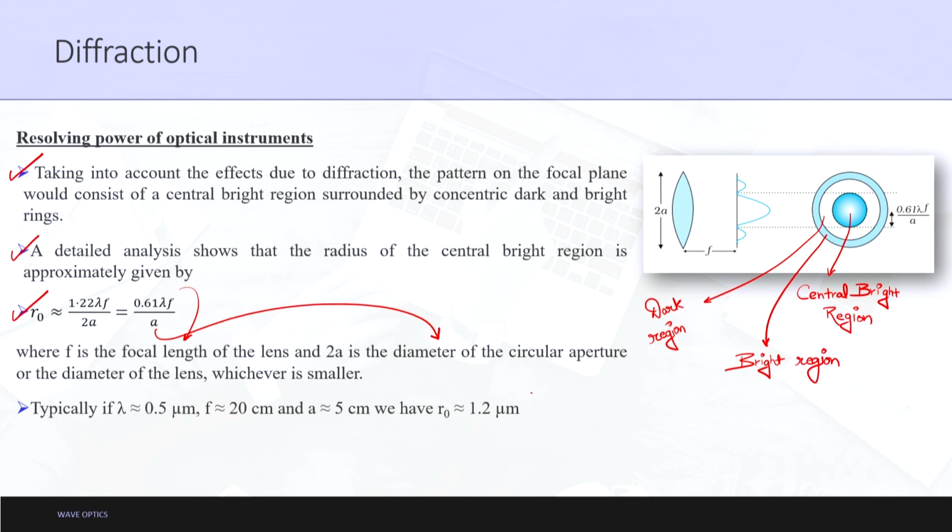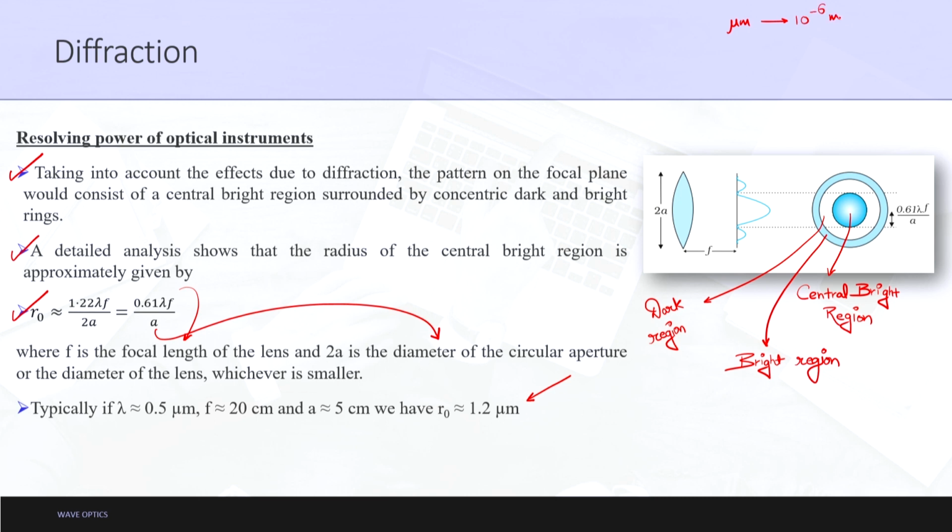Now, taking an example scenario, what will be the range of values of small r naught? Typically, if lambda is approximately 0.5 micrometers, small f is approximately 20 centimeters and small a is approximately 5 centimeters, we have r naught approximately 1.2 micrometers. As we know, a micrometer is 10 to the power minus 6 meters.